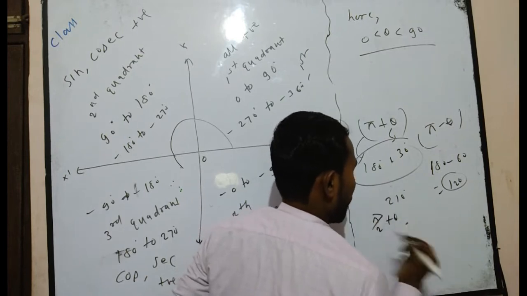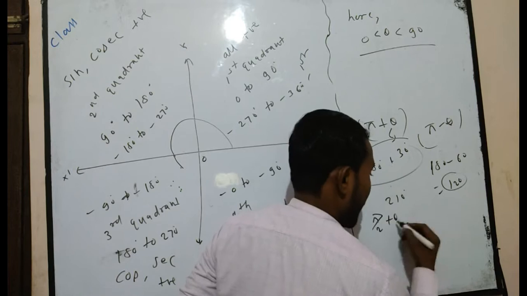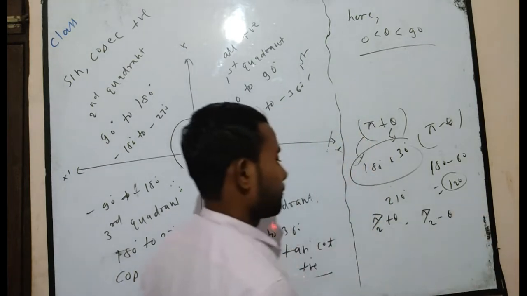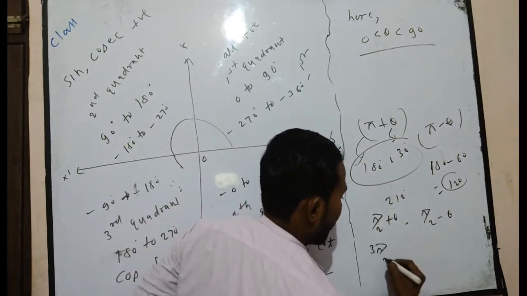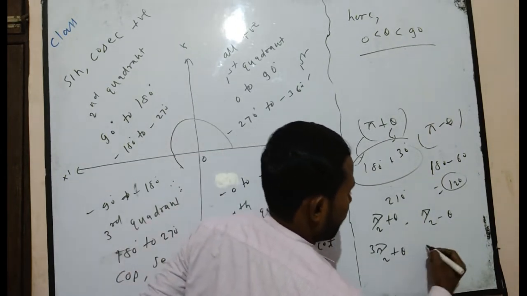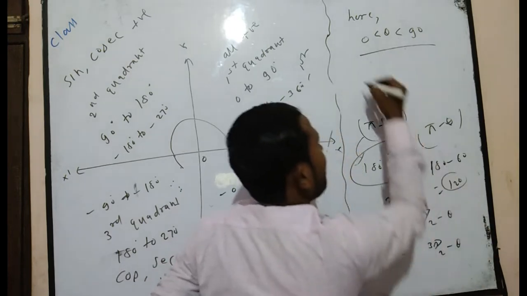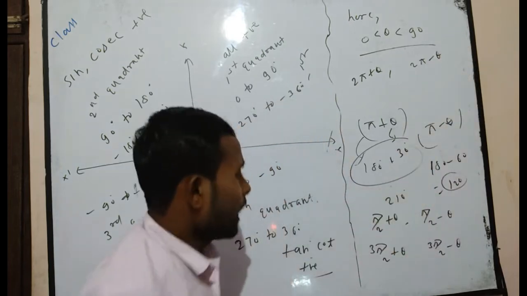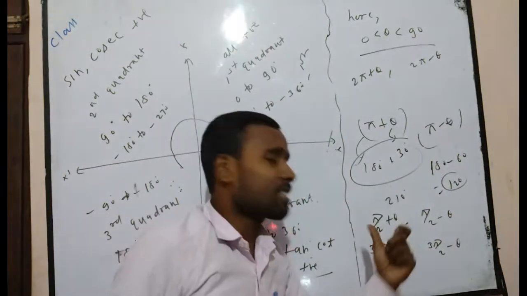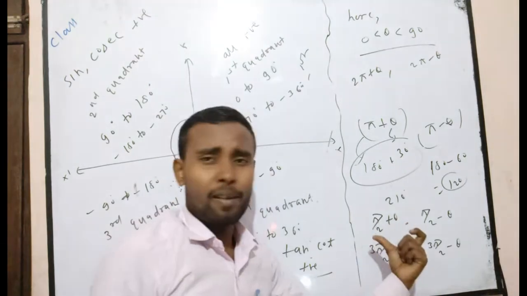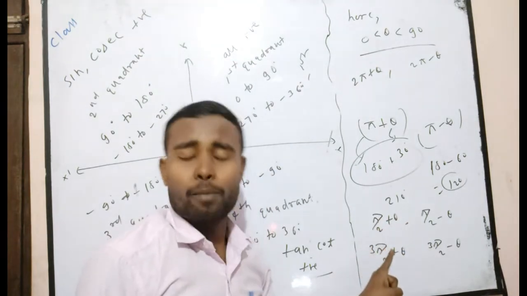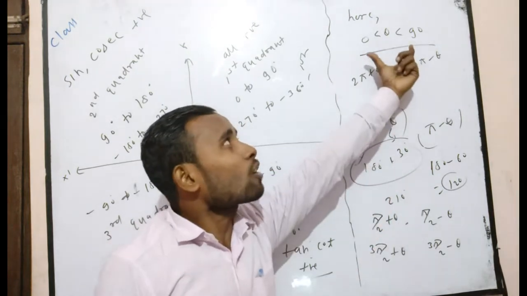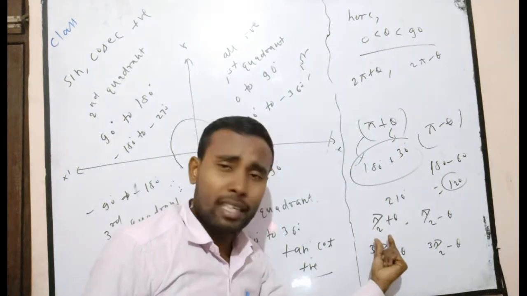Similarly, if I want to ask pi by 2 plus theta and pi by 2 minus theta, similarly 3 pi by 2 plus theta and 3 pi by 2 minus theta, and 2 pi plus theta and 2 pi minus theta. If I want to ask pi by 2 plus theta, in which quadrant does it lie? As you know that pi by 2 means 90 degree, and you have to add that angle which lies between 0 to 90 to the 90 degree.